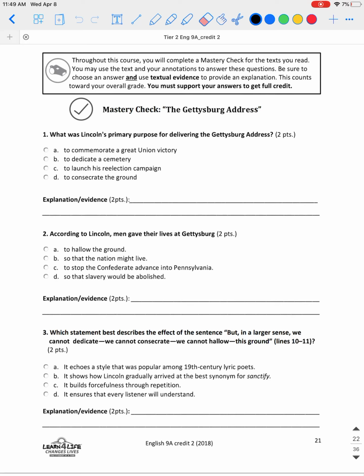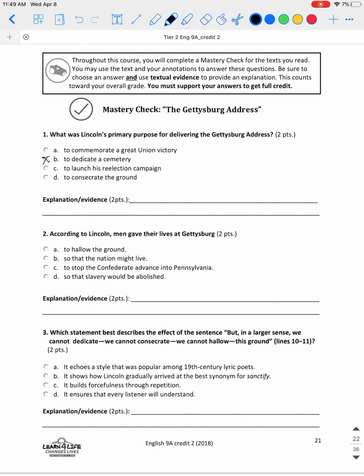For this one, the answer is going to be B. Oh, let me get my pencil. It's going to be B, to dedicate a cemetery. You need to go back and give evidence as to why that would be your answer. And it is your answer. I'm giving you a little freebie.